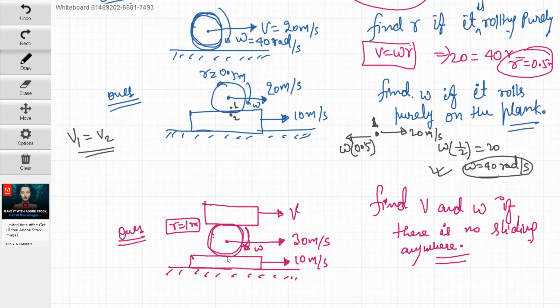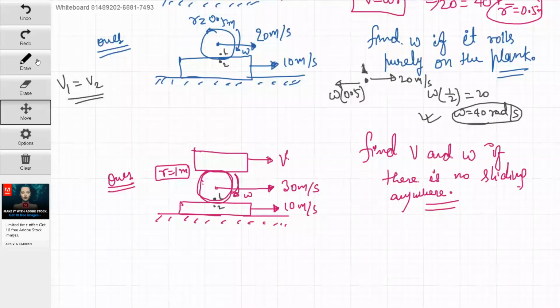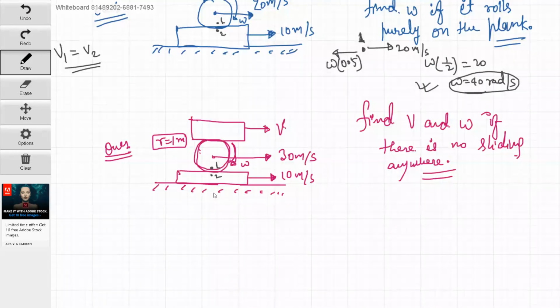Now here you have to calculate omega and v. So if you consider this point is 1 and this point is 2, this is not slipping with respect to each other. Is this all right?